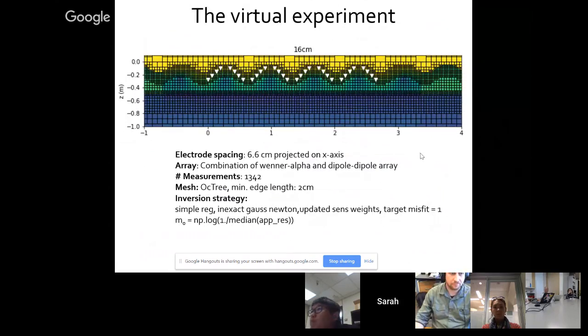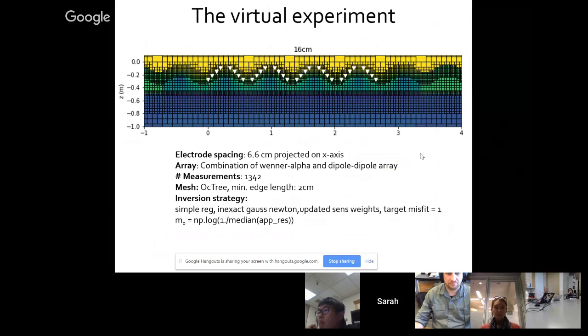I started out with a virtual experiment, so I used a lot of knowledge on Octree on how to generate a very beautiful mesh. I think it's almost something I would put on my wall. Huh? So you see these typical bumps here. The triangles are the electrode locations. And as you can see here, we're really at small scale. If you would project the electrodes on the x-axis, you would have a distance of around 6.6 centimeters between them. Gives you an idea.